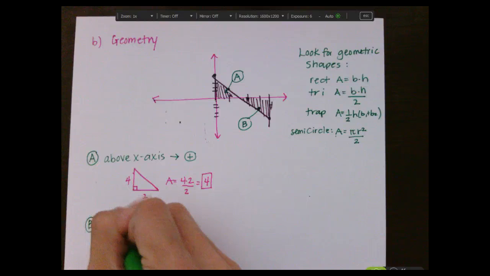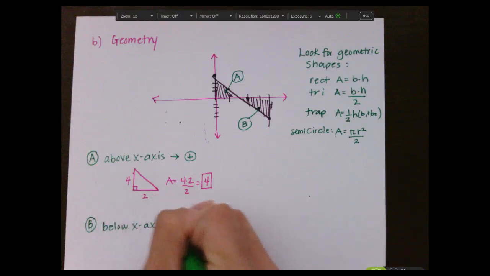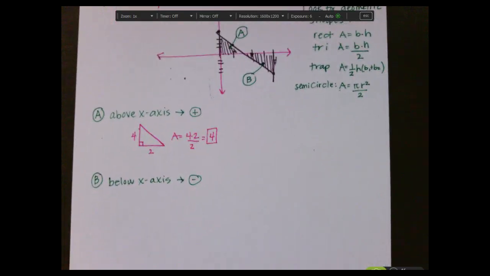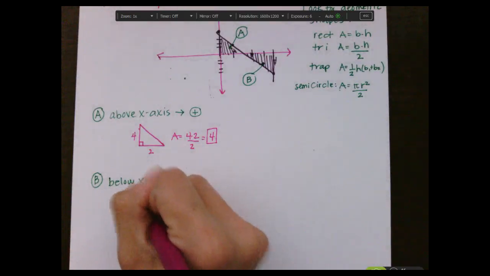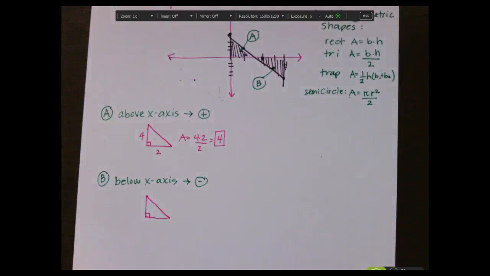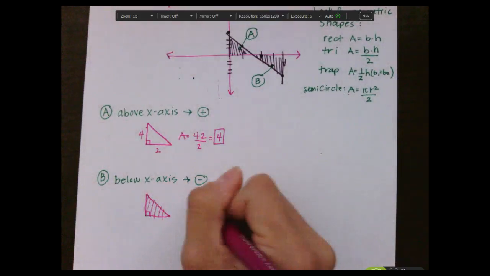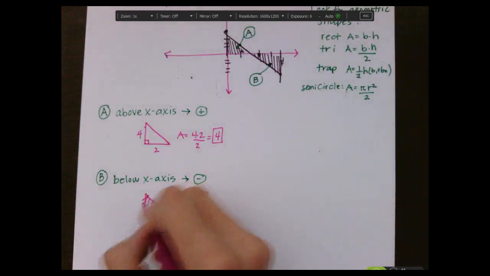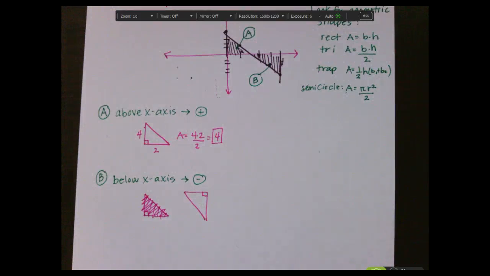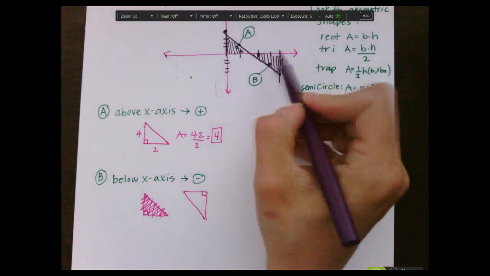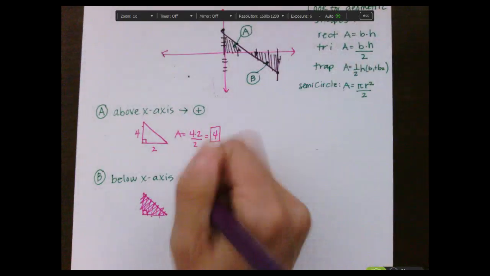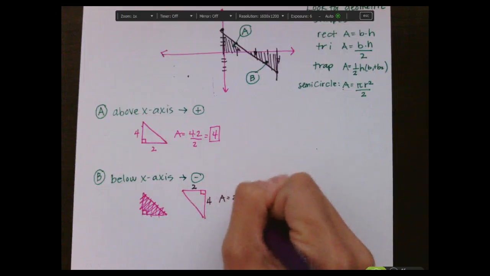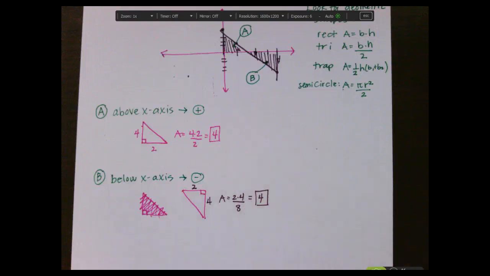Region B is below the x-axis, so that tells me its area should be written as a negative. Now, when I actually calculate the area, I'll get a positive, but I need to make it negative to represent the fact that it's below the x-axis. I drew that weird. Let me try again. It's oriented in this way. So, get rid of that there. Let's see, that's supposed to cross exactly at 2. Its base is 2, its height is 4, and its area is exactly the same, 4.